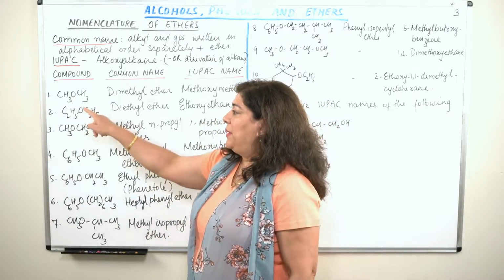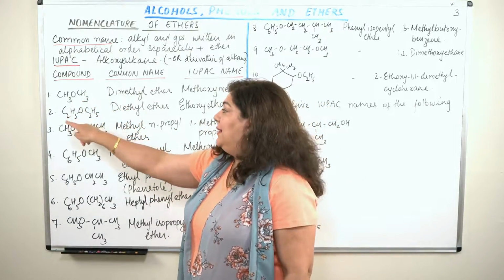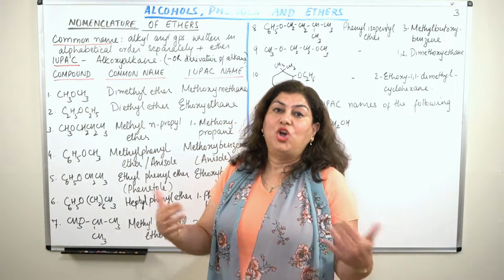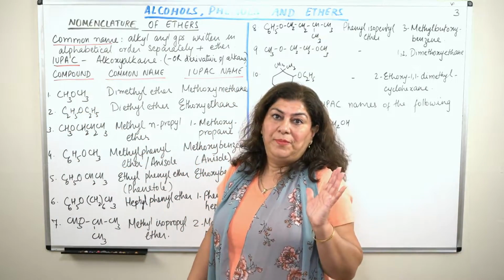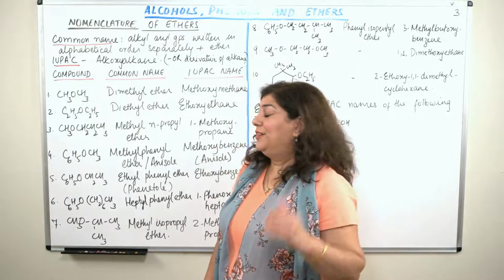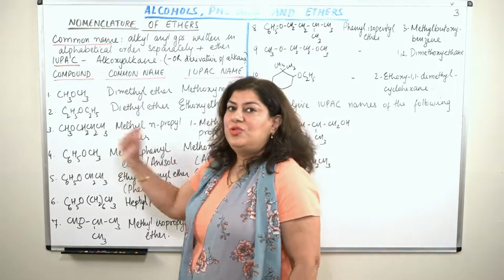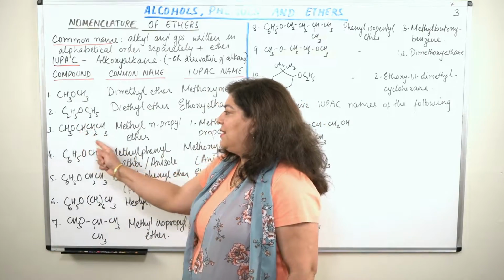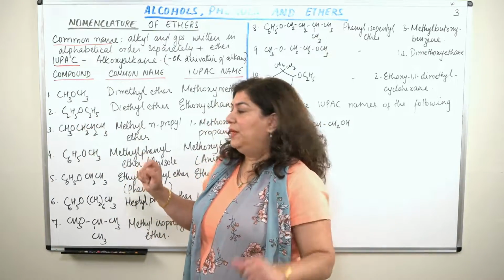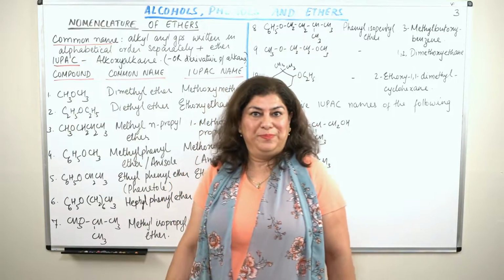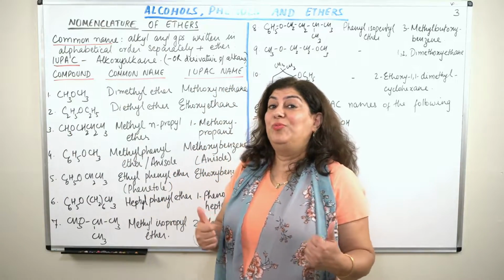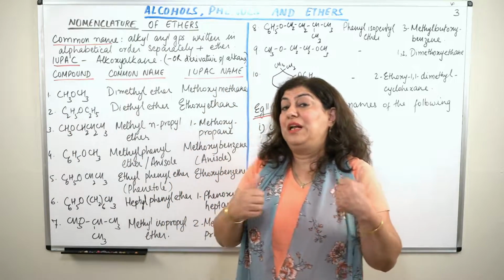We'll take this as the parent, so this becomes ethane, and this becomes the substituent, so it is ethoxyethane. Clear? Come to the third compound. CH3O, CH2, CH2, CH3. So this is propane or propyl group, and this is methyl group. Now, even in common nomenclature, which one will come first?